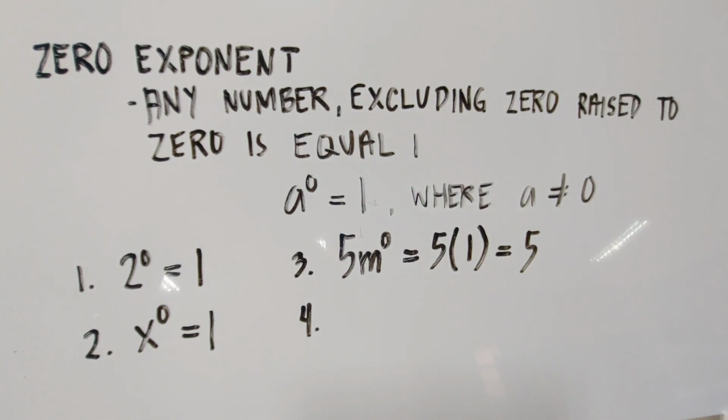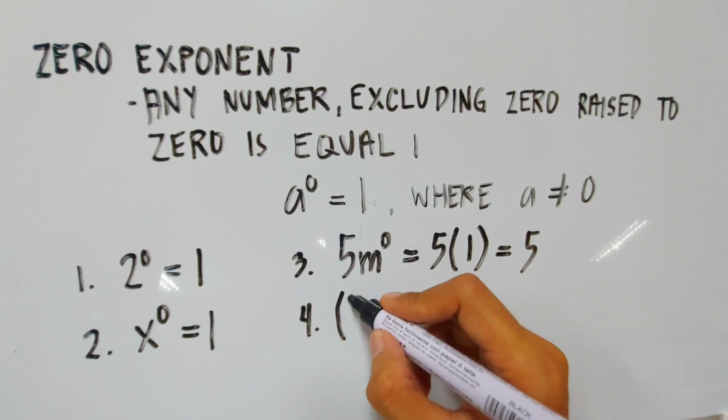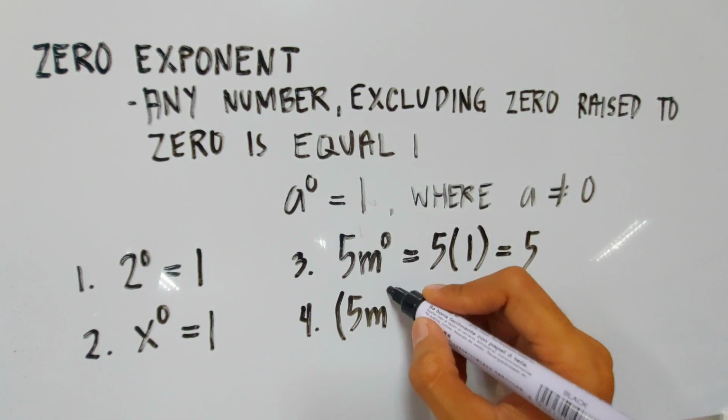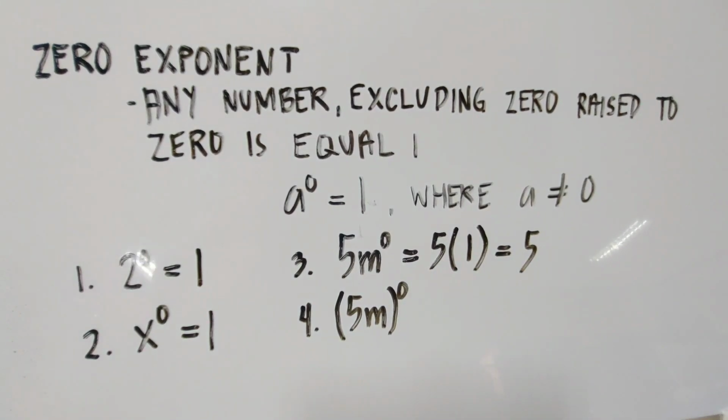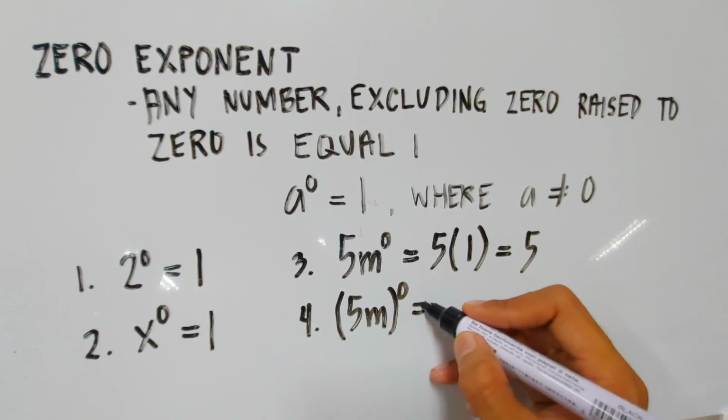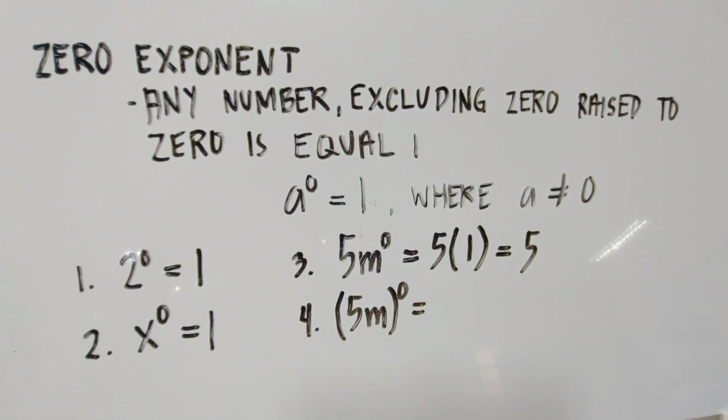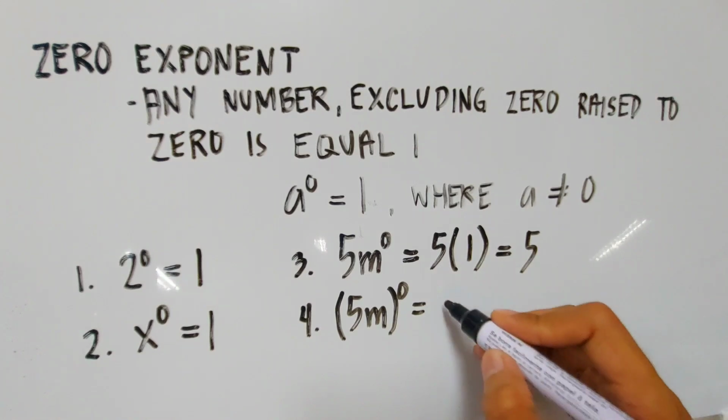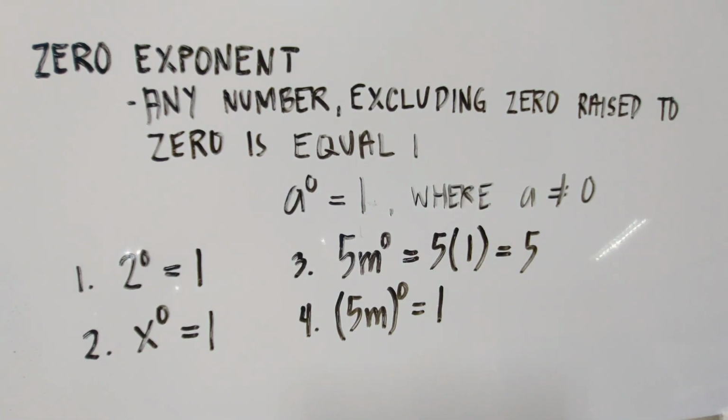Next example, number 4. The quantity of 5m raised to 0. Kapag yung term nasa loob ng close and open parenthesis, so kahit gaano pa kadami nasa loob ng close and open parenthesis, kapag yon ay naka-raise to 0, the answer is 1.